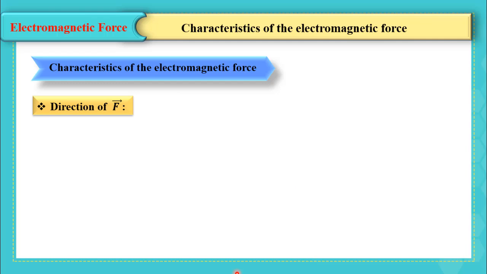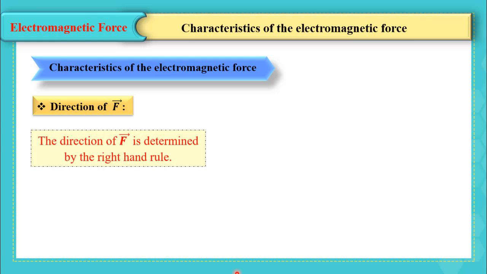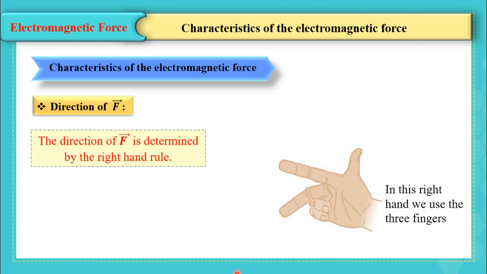To indicate the exact direction of this force, we are going to use the right-hand rule. In this rule, we let the thumb, the pointer, and the middle fingers of your right hand make right angles with each other.